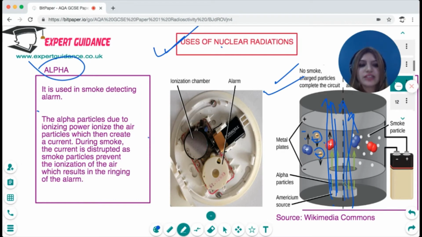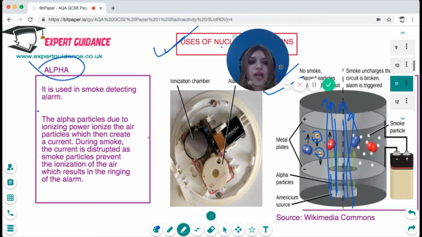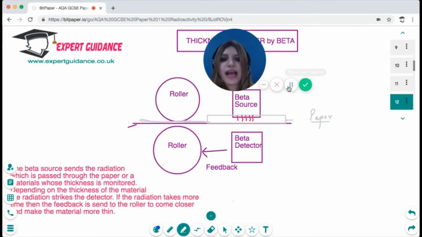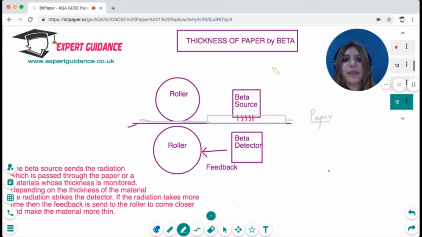Now, as soon as the smoke comes in, what will happen? The smoke particles will stop the ionization and the current will cut off, and that will ring the alarm. Okay, so that is the principle of the smoke detecting alarm. So the alpha particles, due to their ionizing power, ionize the air particles, which then creates a current. During smoke, the current is disrupted as the smoke particles prevent the ionization of the air, which results in ringing of the alarm.